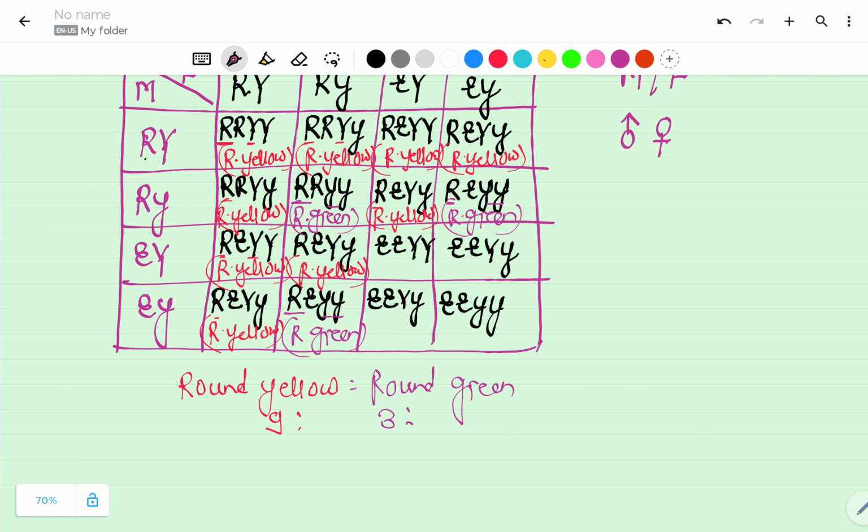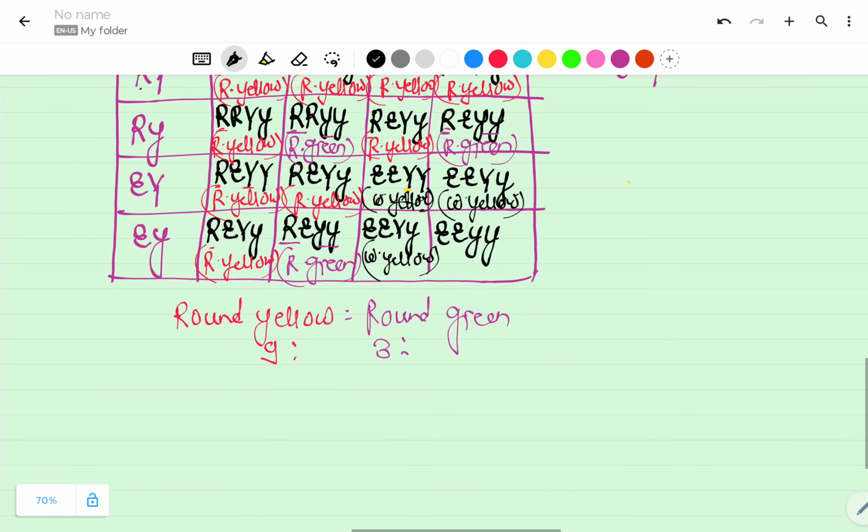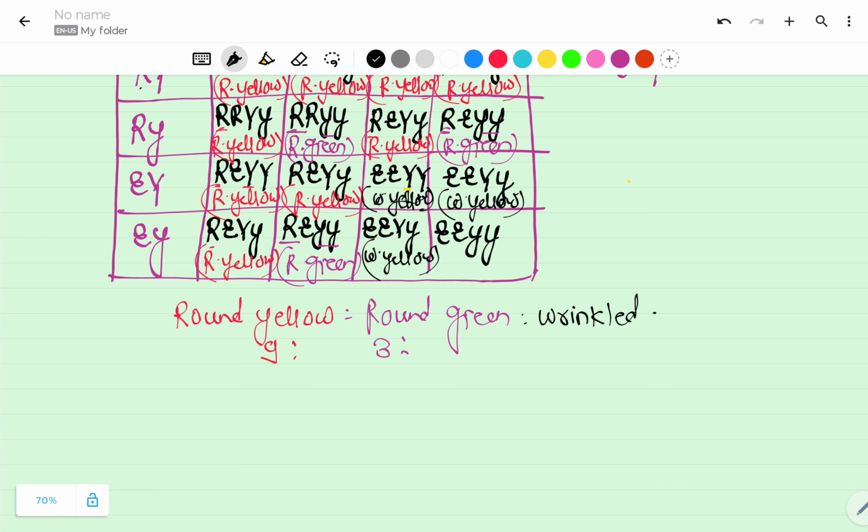Now the next is what? R means wrinkled, and Y means yellow, wrinkled yellow. This wrinkled yellow, wrinkled yellow. Okay, wrinkled yellow, and here wrinkled yellow. So how many wrinkled yellow? So this wrinkled yellow, wrinkled yellow, how many? 3.